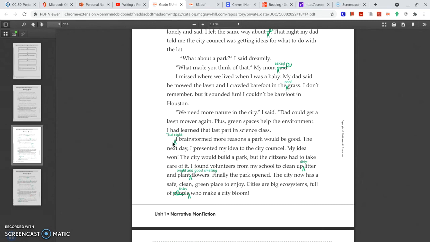Here he adds another transition. Instead of just having I at the beginning of the sentence, he says that night. This, again, makes better sentence fluency.